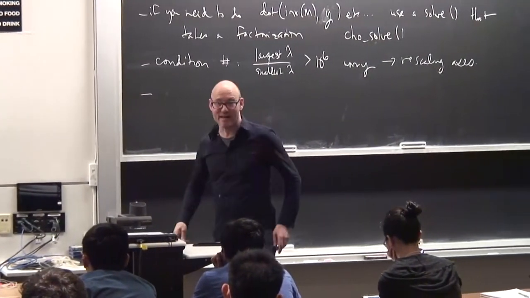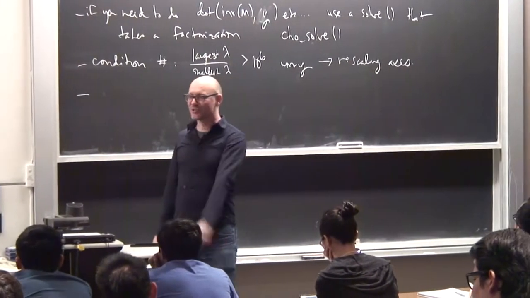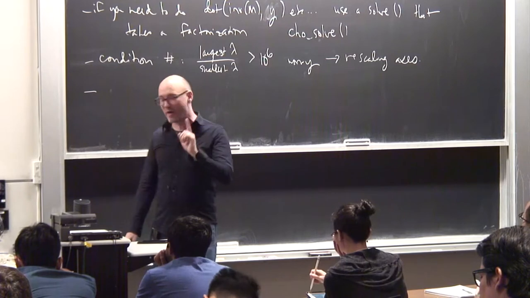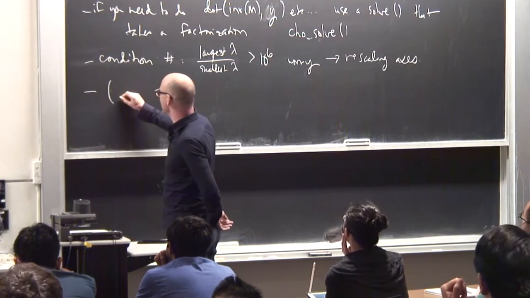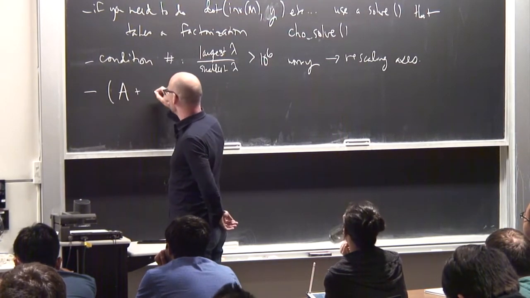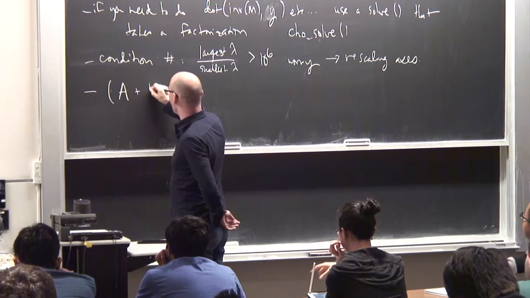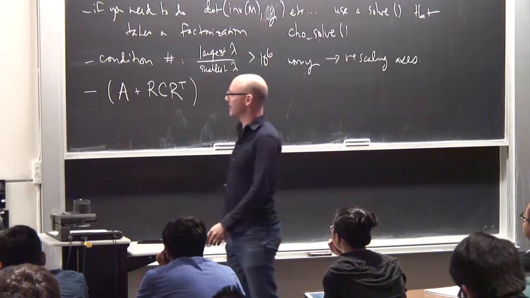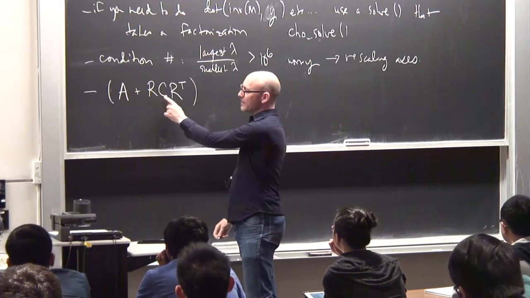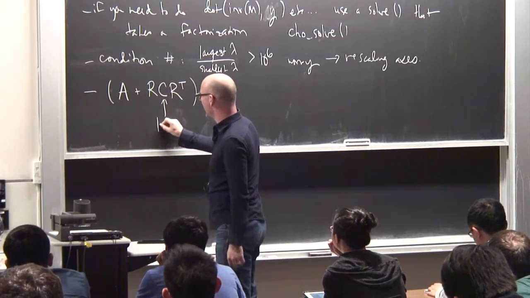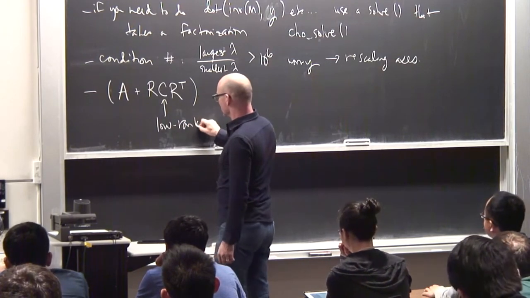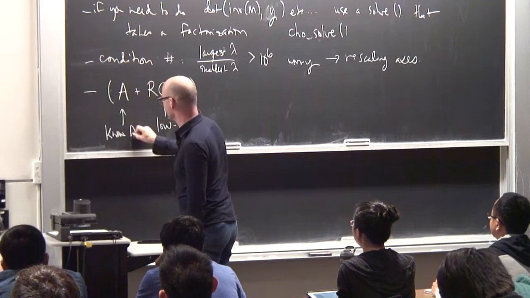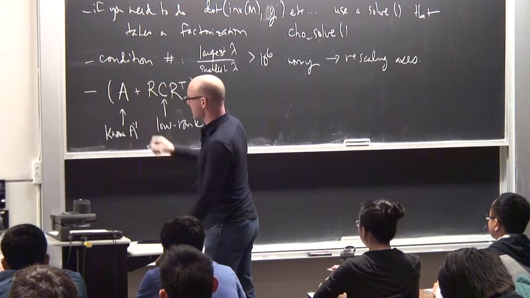Good. Oh yeah, next thing. A very common situation in data analysis that comes up all the time is that you have a matrix that is something like A plus R C R transpose or something like this, where this is something that's low rank, and this is something that you know the inverse of. For instance, this might be diagonal.